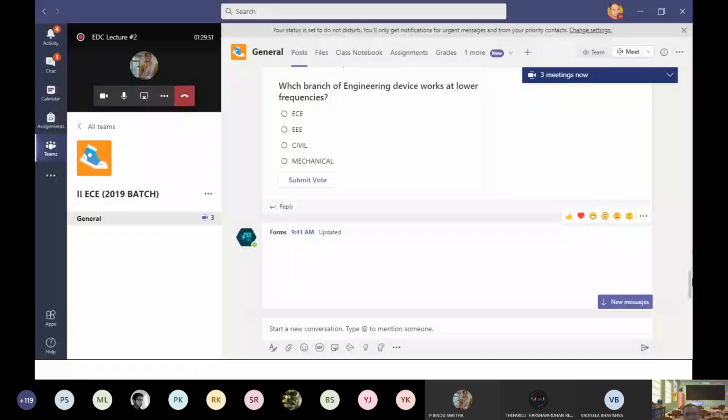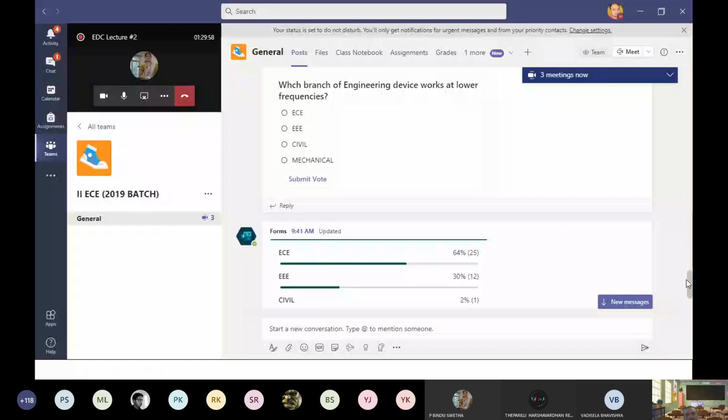Please take this poll. Which branch of engineering works at lower frequencies? Dear students, read the question properly. Only 60 responses. Come on.